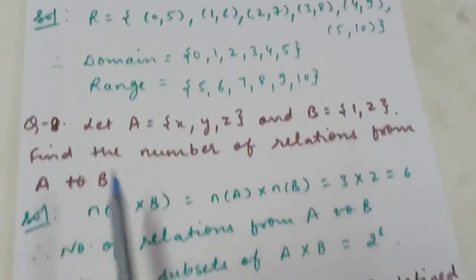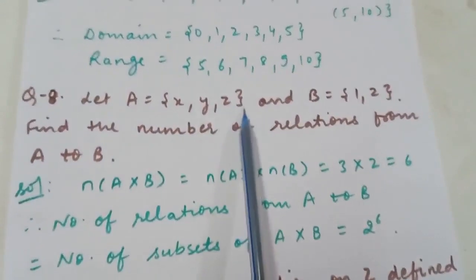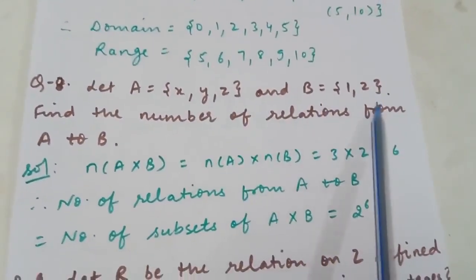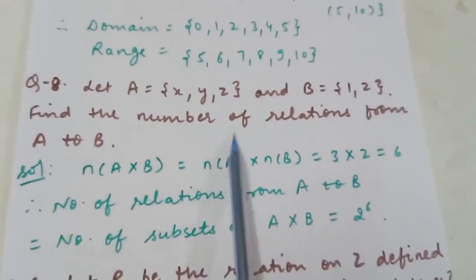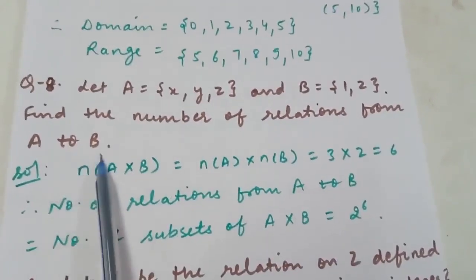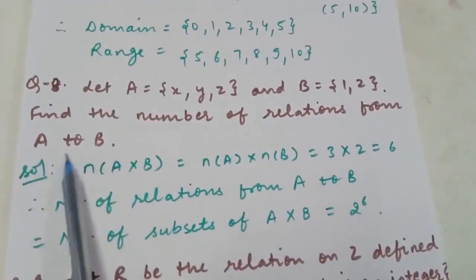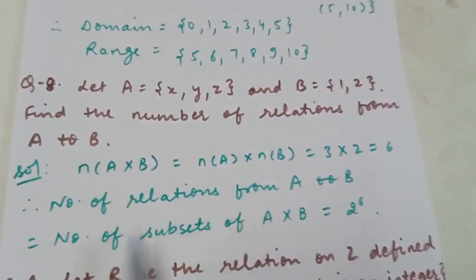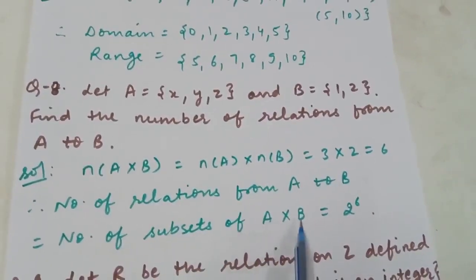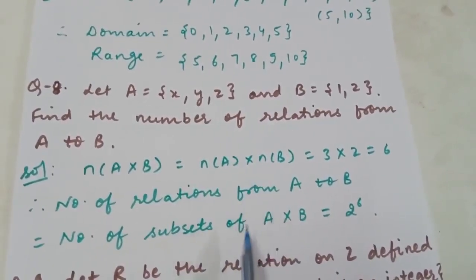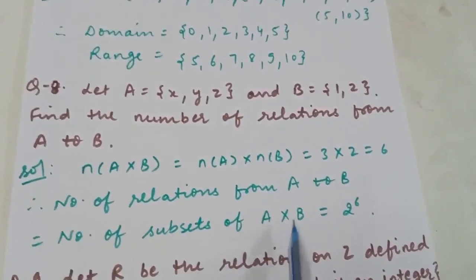Clear? Question number 8, let A is equal to xyz, B is equal to 1, 2. Find the number of relations from A to B. So as we know, number of relations from A to B is equal to the number of subsets of A cross B. Number of relations is equal to number of subsets of A cross B.